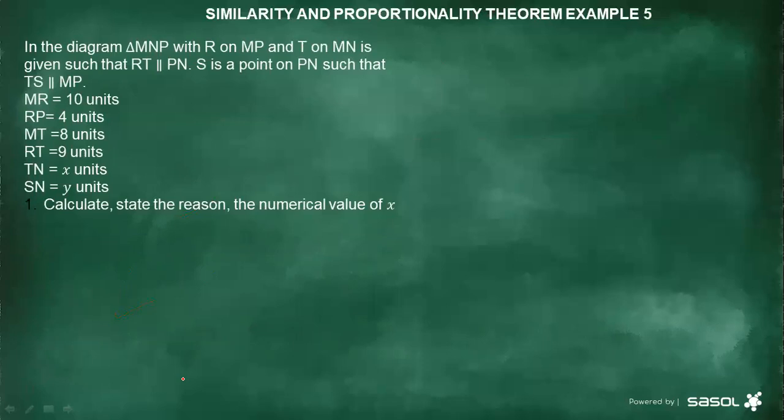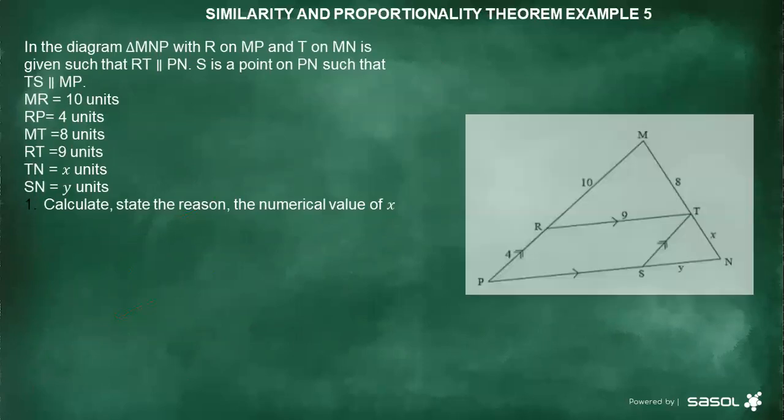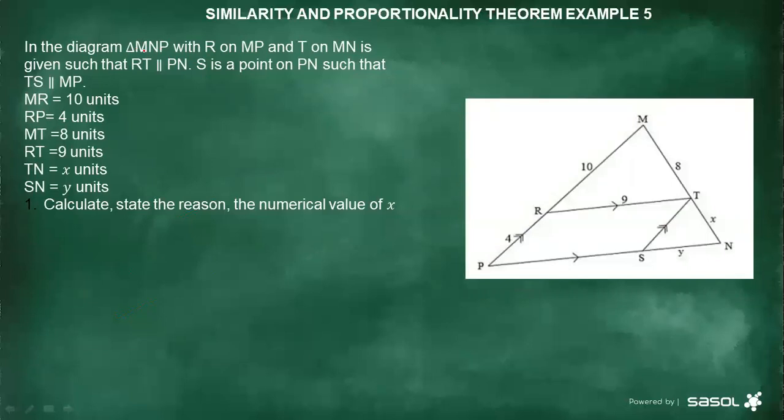The last one, in the diagram, triangle MNP with R on MP and T on MN is given such that RT is parallel to PN. S is a point on PN such that TS is parallel to MP. MR is 10 units, RP is 4 units, MT is 8 units, RT is 9 units, TN is X units, and the last one, SN is Y units. Calculate, stating the reason, the value of X.